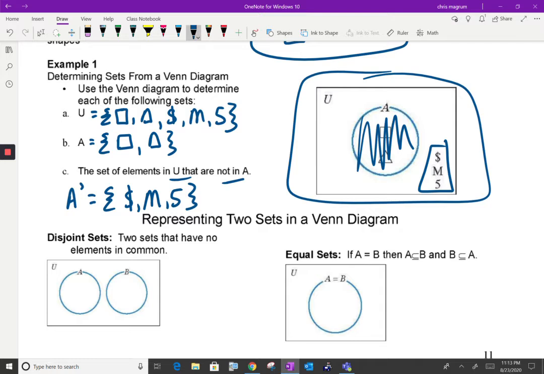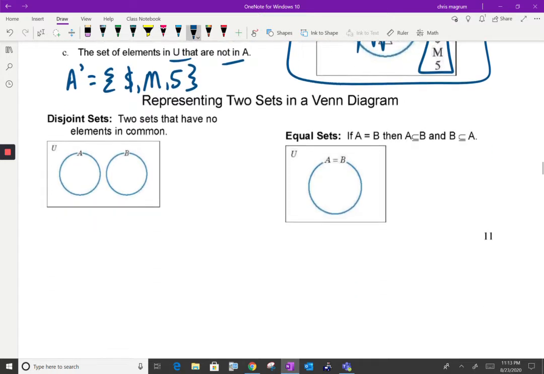Okay, representing two sets in a Venn diagram. There's many ways that we can show two sets, and it just depends on what we're talking about with our sets as to how that looks. First, if they have nothing in common, that's that example. There's no overlap. Second one, A equals B. If they're exactly the same set, then you'd really only see one circle because they're overlapping each other, and everything's in the one circle because both sets are the same.